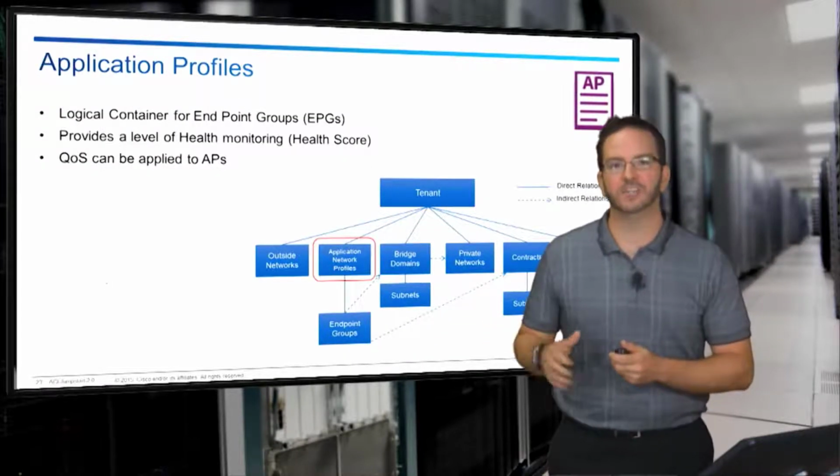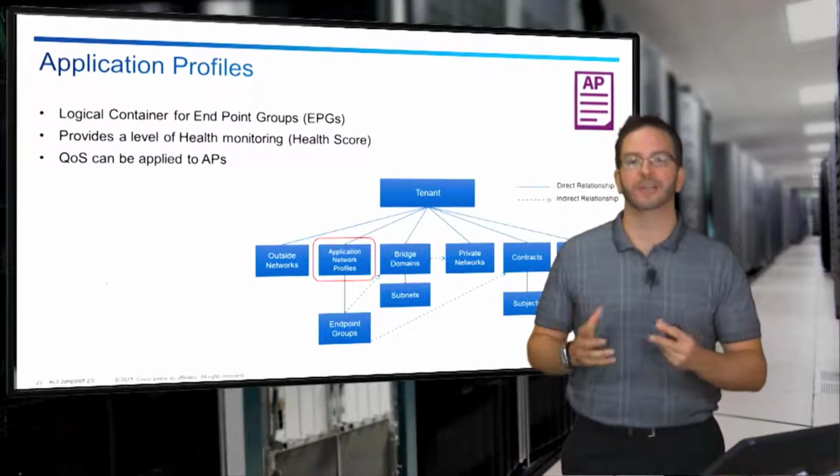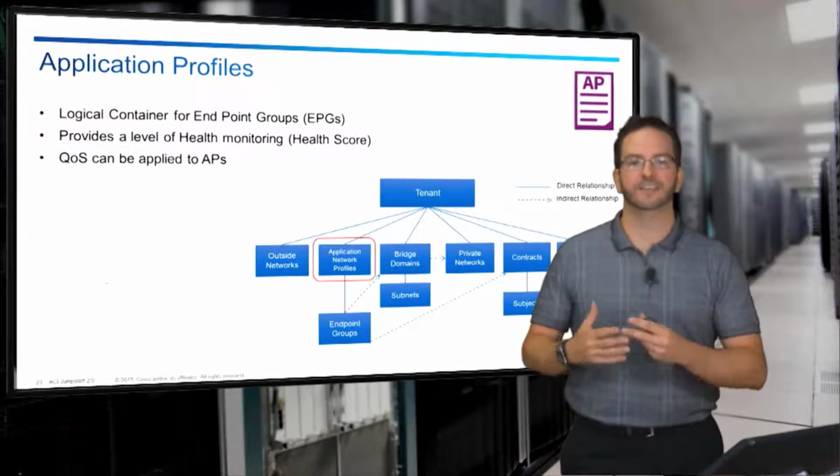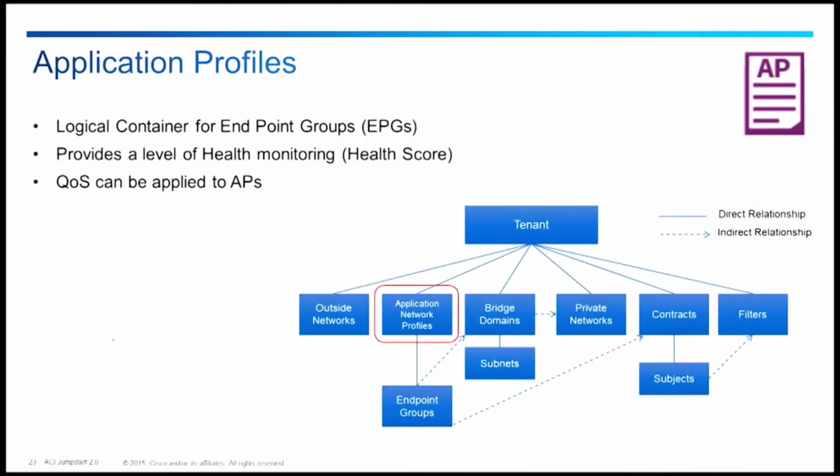Application profile. We've talked a bit more about this back in our last lesson, and this is really a logical container that is going to contain our various endpoint groups. So our application profile, you're going to have one of these for every one of your applications. So I might have a movie portal that may be made up of web tiers, application tiers, and database tiers. That would all be contained within my application profile. So just think of your AP as being your collection of EPGs.